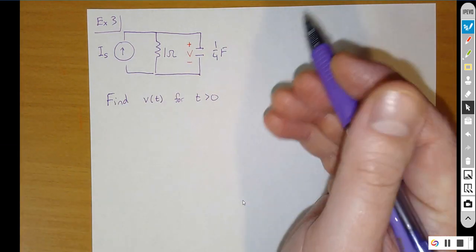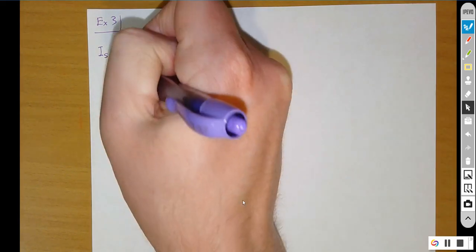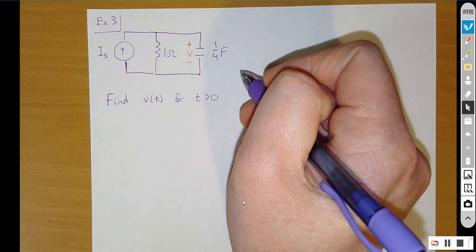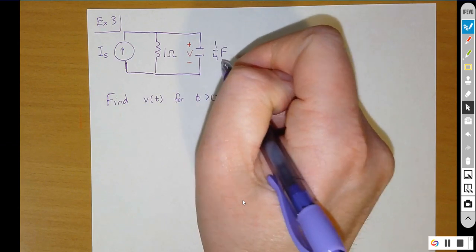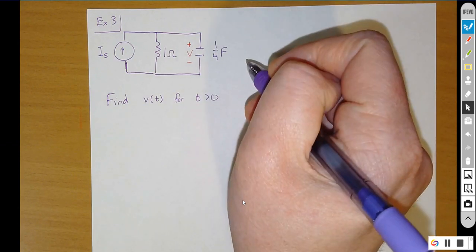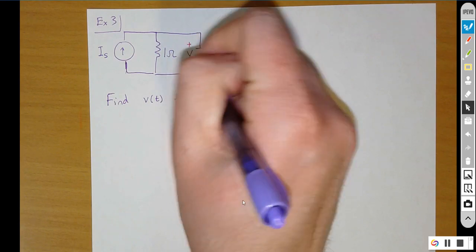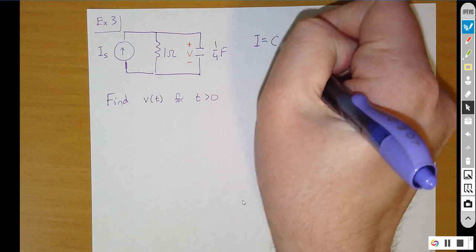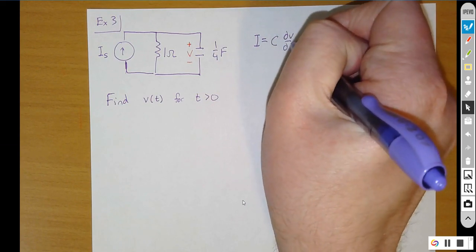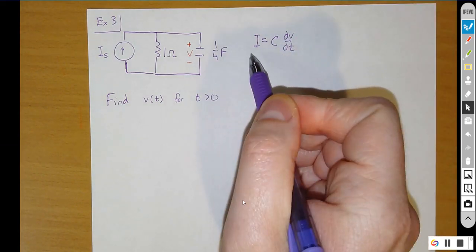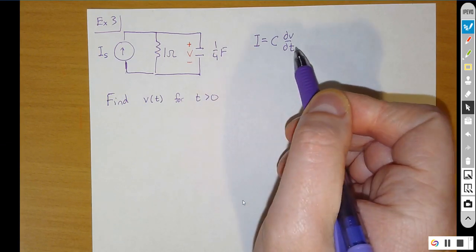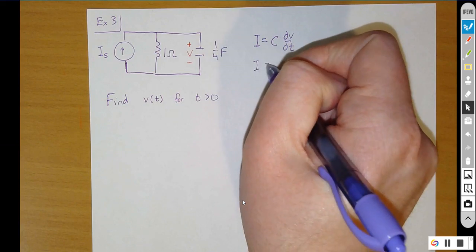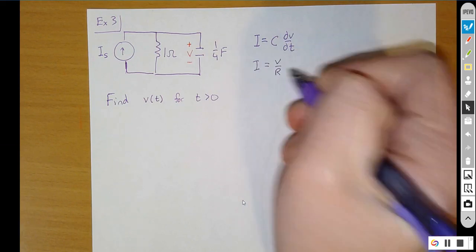So the first thing you want to do when you're solving one of these circuits is you generally want to get the differential equation. And that means we're going to want to get the derivative form of our energy storage element. So if it's a capacitor, it is I equals C dV/dt. If it's an inductor, we're going to use V equals L di/dt. And then write your resistors in the same form, so I equals V over R.